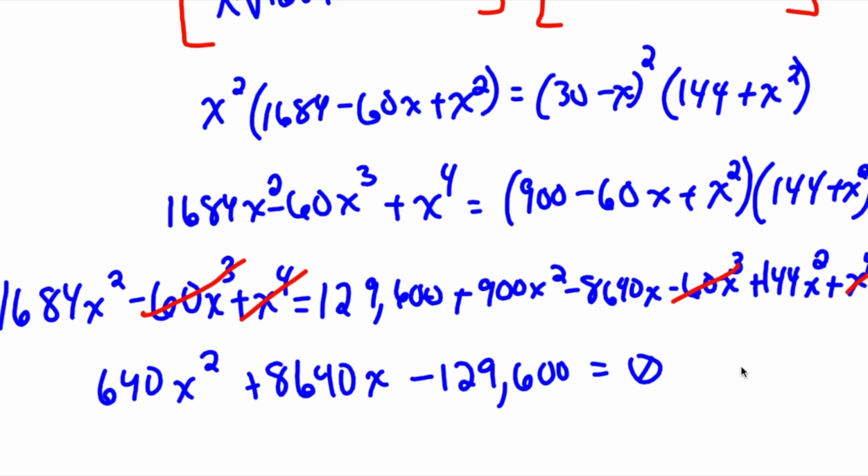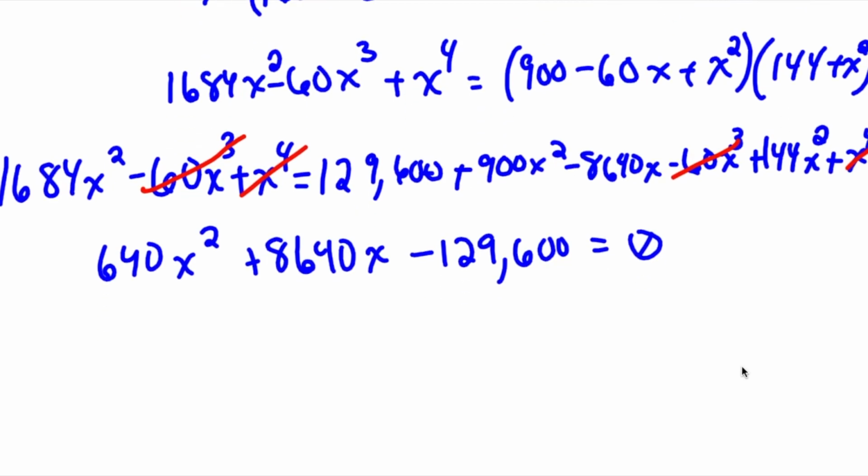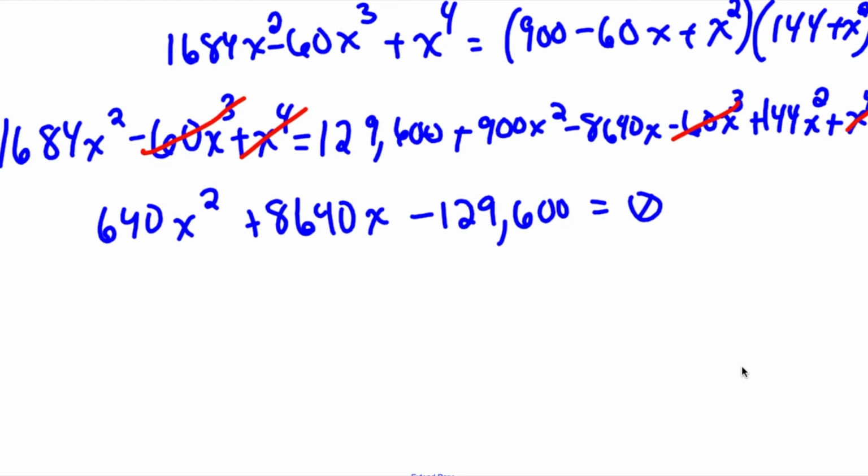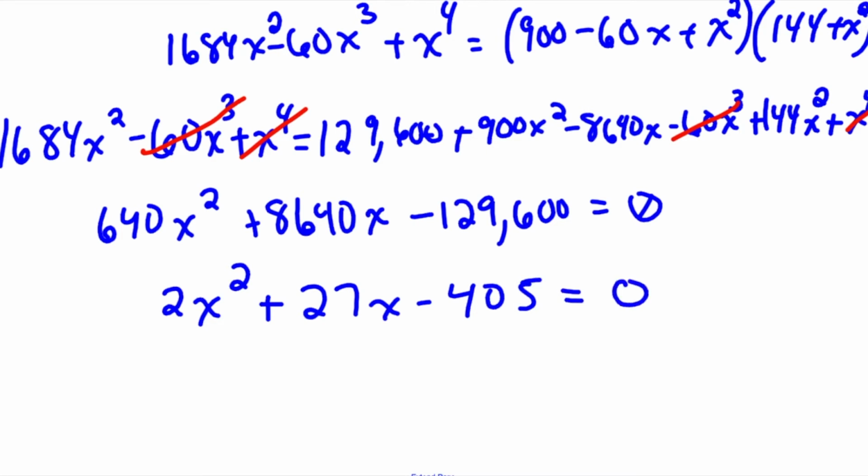Okay, so hopefully you recognize that there is a common factor of 320 that we can divide out of all these. So let's divide that out. We're going to end up with 2x squared, 8640 divided by 320 is 27x, minus 129,600 divided by 320 gives you 405. All right, so now we have to factor this.